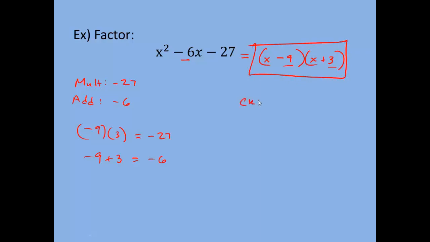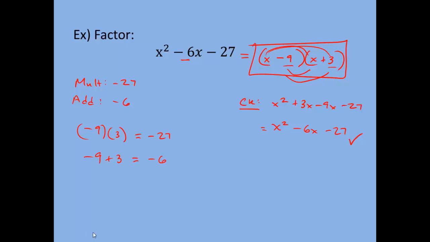And to check this, you can always FOIL. We'll do a quick check here just so you can see it. X times x would give us x squared. X times a positive 3 would give you plus 3x. A negative 9 times x would give us negative 9x. And a negative 9 times a positive 3 would give us negative 27. Combining like terms here in the middle, this is equal to x squared plus 3x minus 9x is a negative 6x, and then minus 27. That is the original expression, so it checks out. Alright, but the answer is the x minus 9 times the x plus 3. The check is optional. It's for you to check your own work.